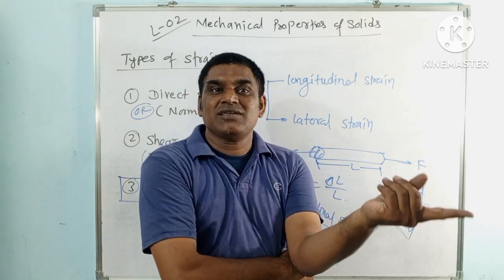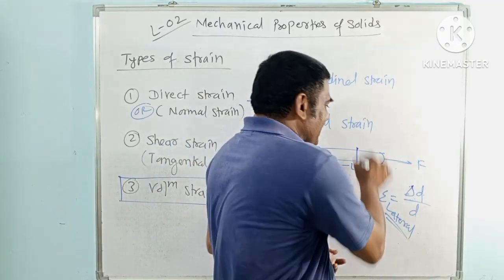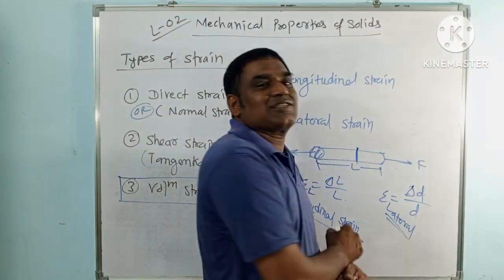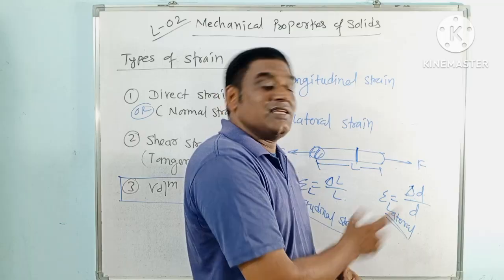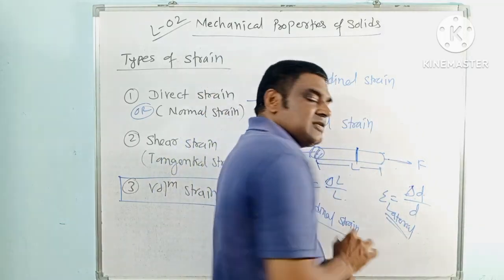So what is the lateral dimension? Force is perpendicular to the direction. Diameter we measure like this, so force is perpendicular to this. Then this dimension is called lateral. Force along this dimension, this is the length.